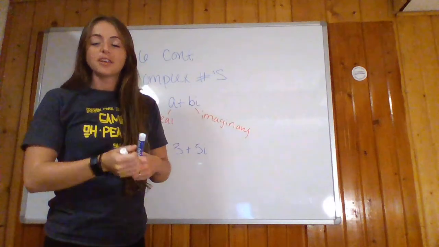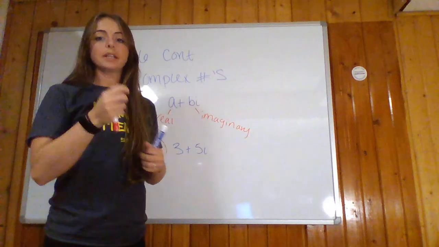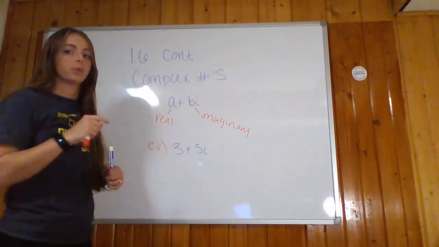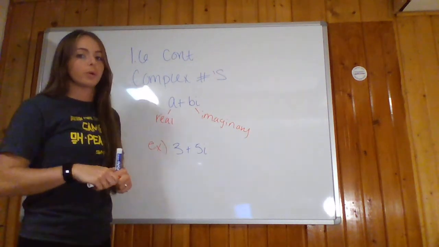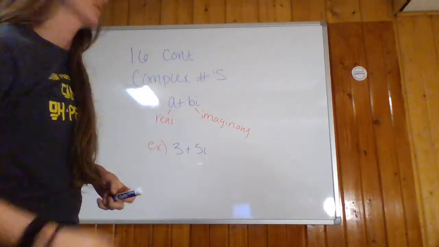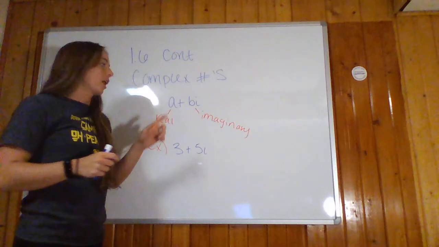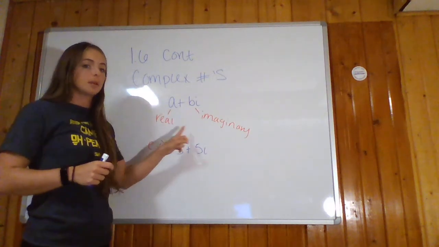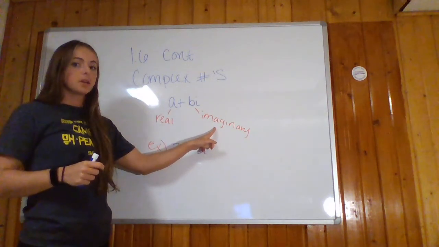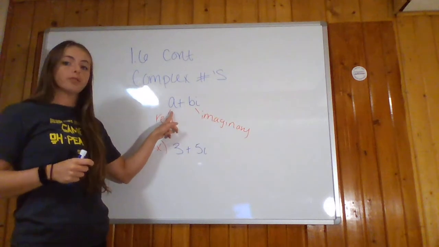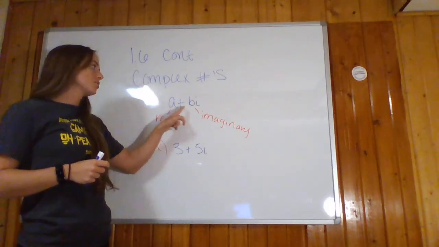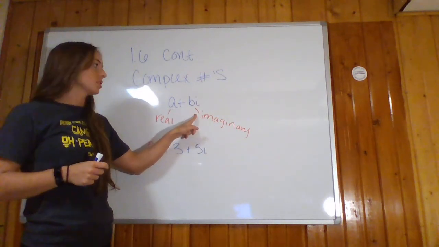Hi, okay. So what we're going to do today is continue on with 1.6. So 1.6 is moving on more into complex numbers. When something is a complex number, it means that it's going to have both a real and an imaginary portion. This real portion is always going to go in front, and then the imaginary portion is what's attached to this i.